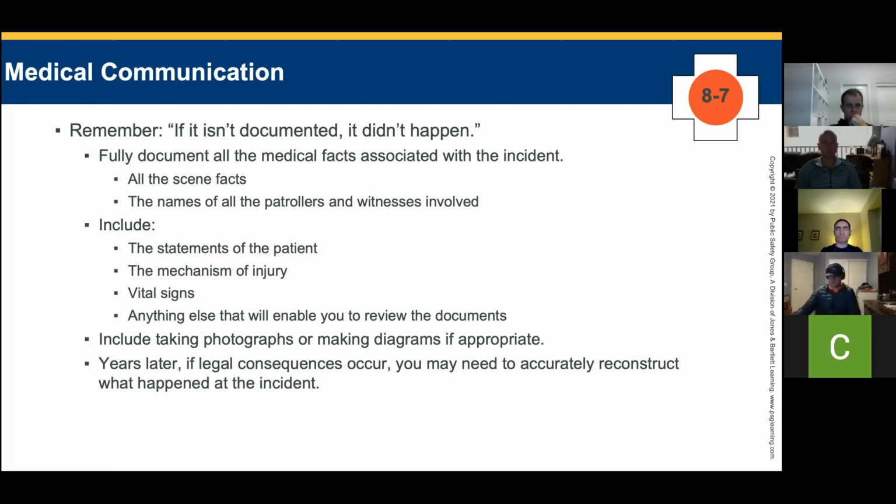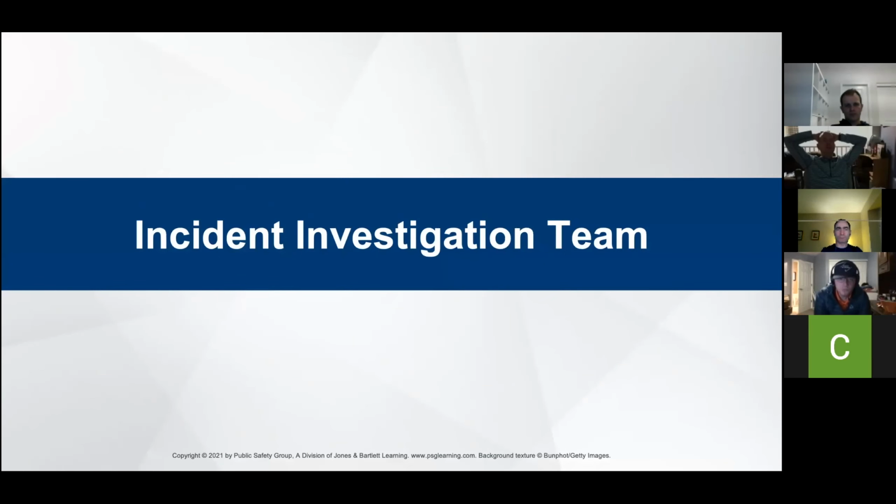All right, I think the bottom line here, if a legal consequence occurs, you may need to accurately reconstruct what happened. That's from the report. And again, the time you bring management in is if, for instance, a collision with a snowmobile or something beyond normal, somebody went over a jump and got hurt. The incident investigation team is management, not us. We would call for a management representative. They come up, they take over the investigation. If they ask us to do something, we assist them, but they're in charge.